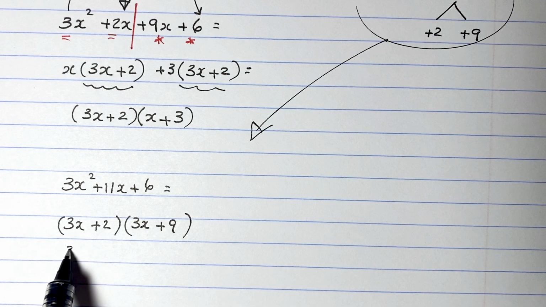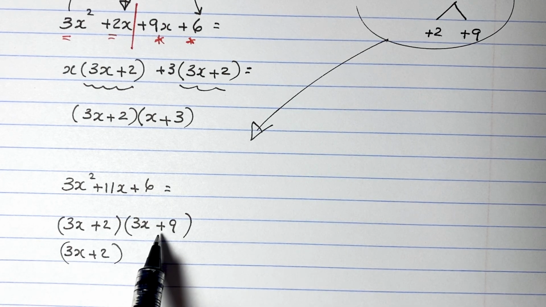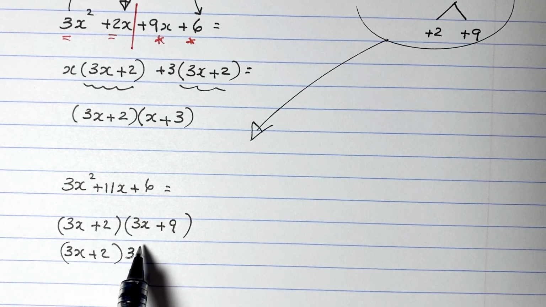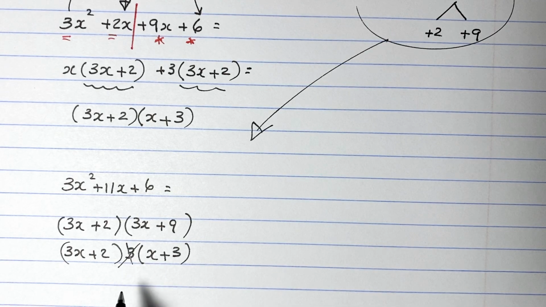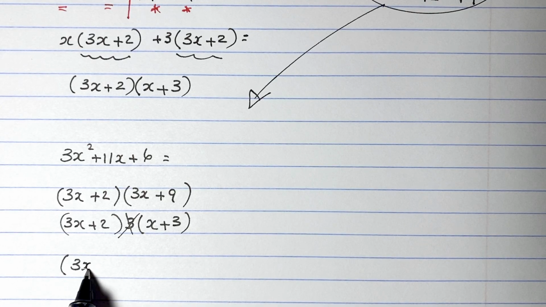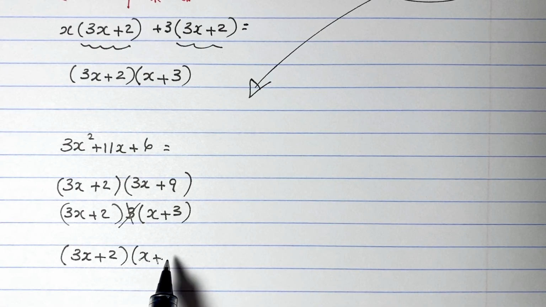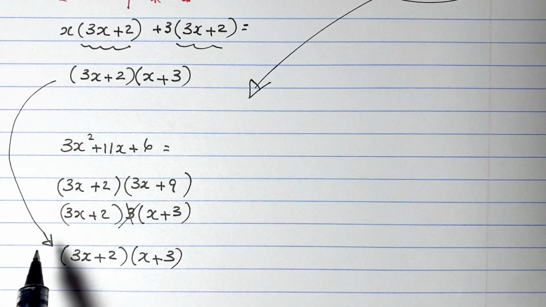The first bracket does not factorize. The second one does. 3 is the factor for 3x plus 9. So 3, and cross out that factor. So we have 3x plus 2, x plus 3, which is the same answer we had before.